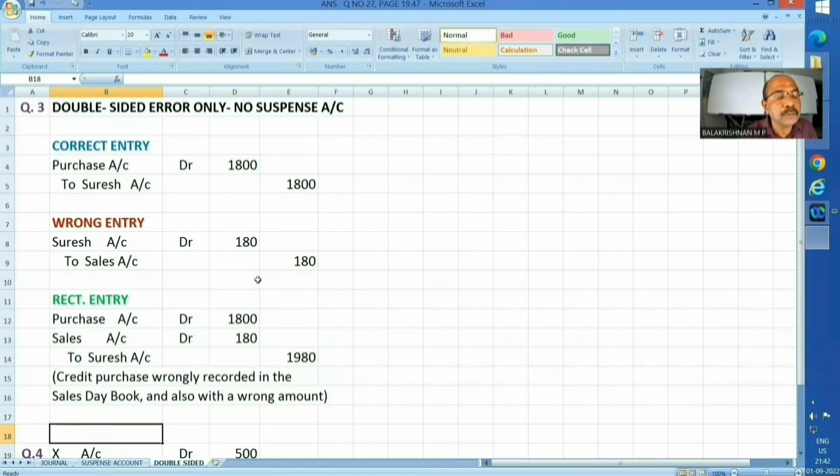Now, rectification in a systematic way. Purchase account has to be essentially debited with 1,800. Let us debit it. Sales account has been unnecessarily credited with 180. Let us debit it and nullify. Suresh account needs a basic credit of 1,800 plus another credit to nullify a wrong debit of 180. So 1,800 plus 180, 1,980. And the narration will be credit purchase wrongly recorded in the sales day book and also with a wrong amount.